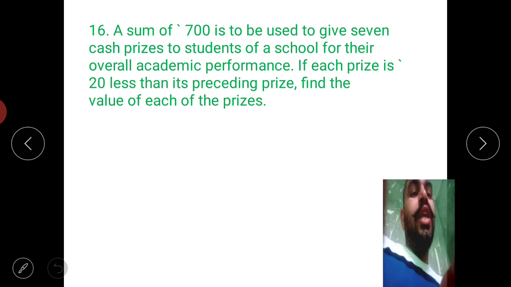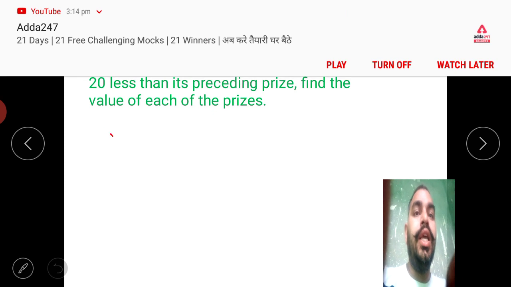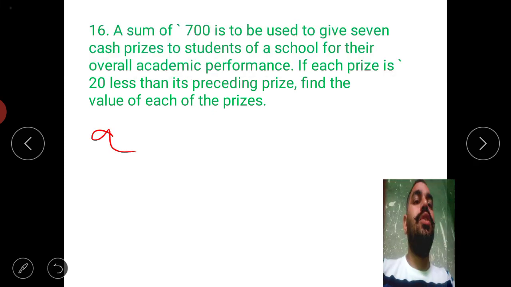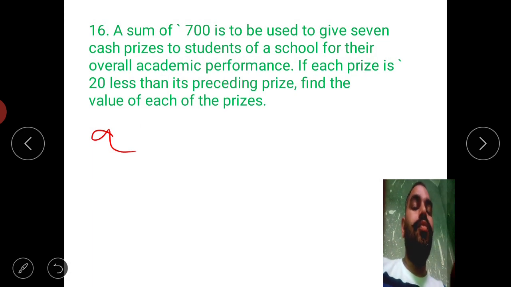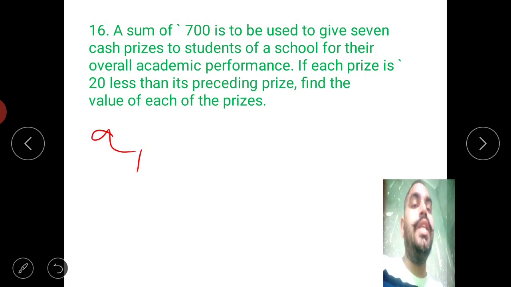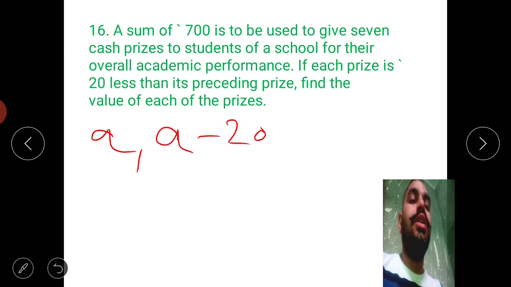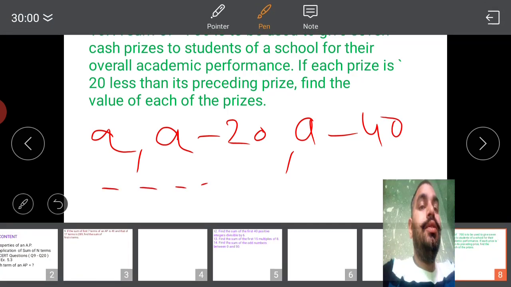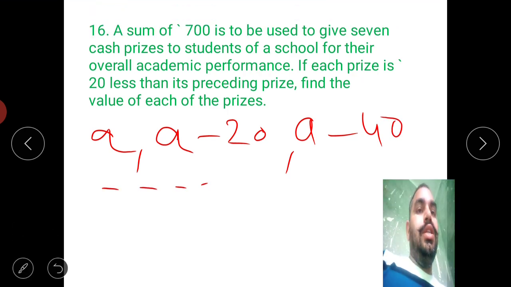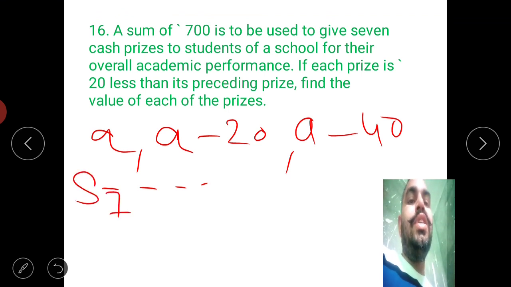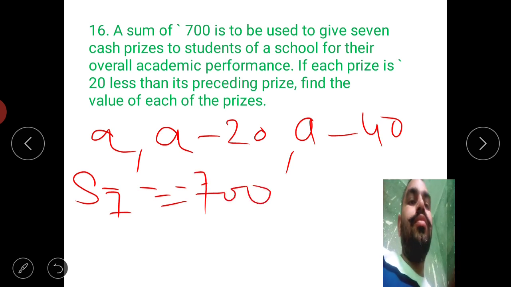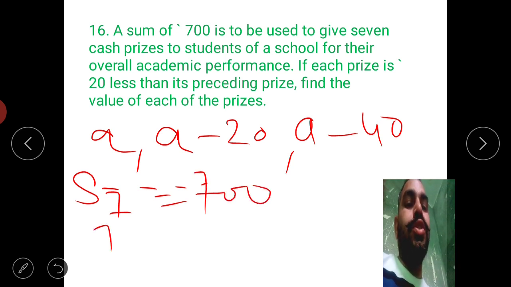कहने का मतलब अगर मैंने फर्स्ट बच्चे को ₹A दिया है, तो सेकंड बच्चे को मेरे ₹20 लेस मिलेंगे, A-20 मिलेगा. थर्ड को क्या मिलेगा? A-40 मिलेगा, एंड सो ऑन चलता जाएगा. Yes or no? Yes. So Sn is what given? S7, 7 students are there. S7 is equal to what? 700. Yes or no? And sum is equal to 7 by 2 into 2a.